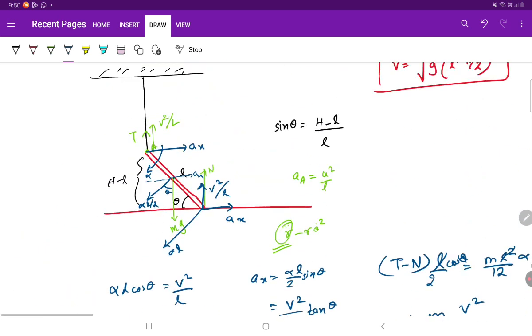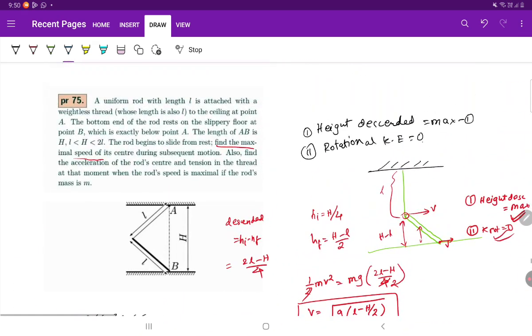Hope you get the problem. This question basically tested your understanding of acceleration in different frames of reference, and how you can think about the problem to maximize the velocity, because when the velocity is maximum, all the conditions are satisfied, that is, the height descended is maximum and the rotational kinetic energy is zero. That is why we could confidently say that the translational kinetic energy at this moment would be maximum.